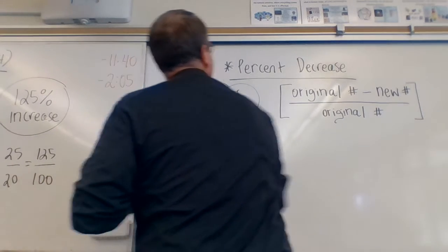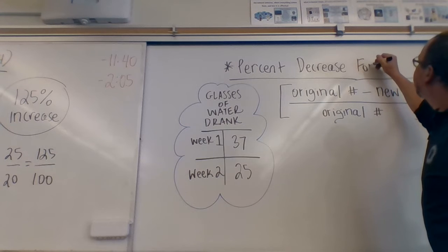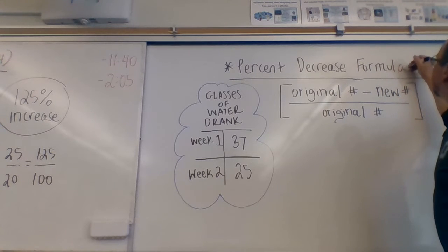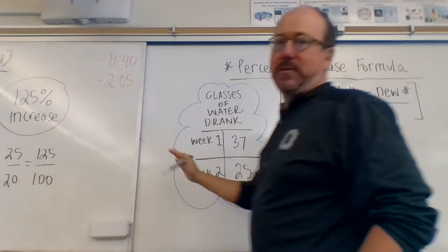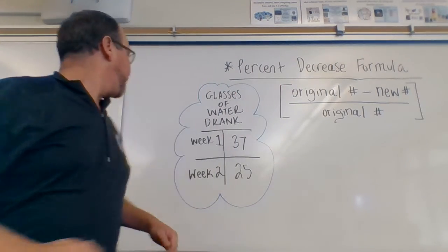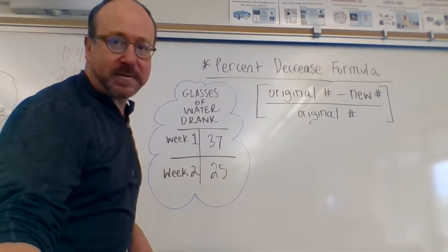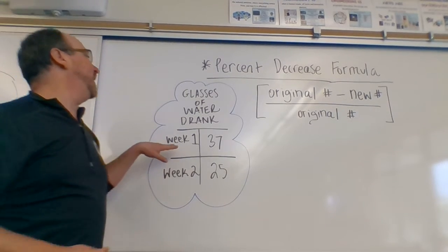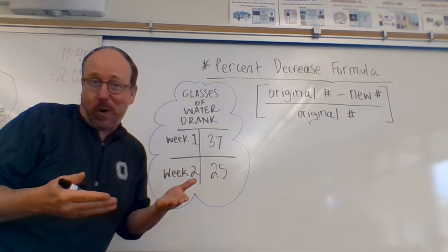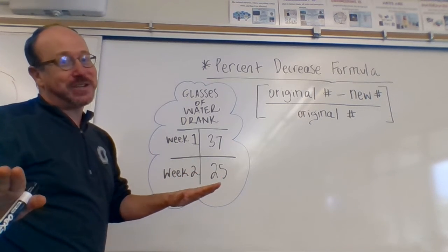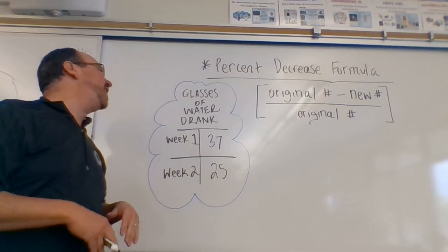So here we have the percent decrease formula. All right. We're going to say glasses of water per week. Okay. All right. So we're saying week 1 was 37 glasses of water, which is probably still less than you should drink. First thing every day, drink a glass of water. Week 2, 25 glasses of water.